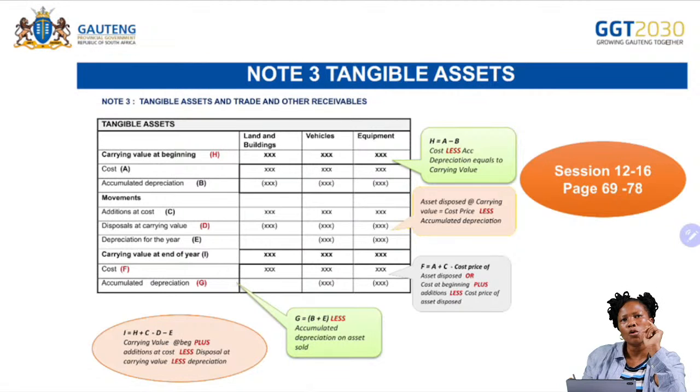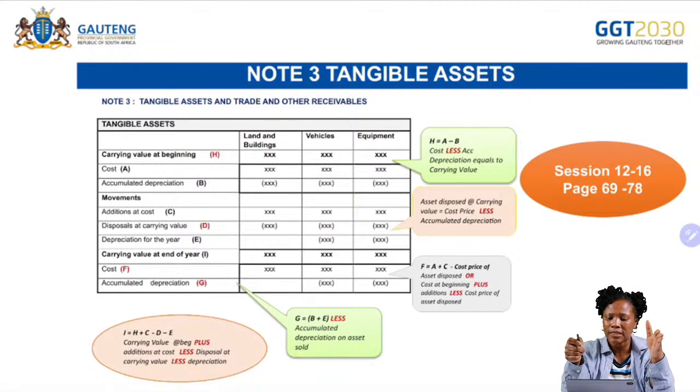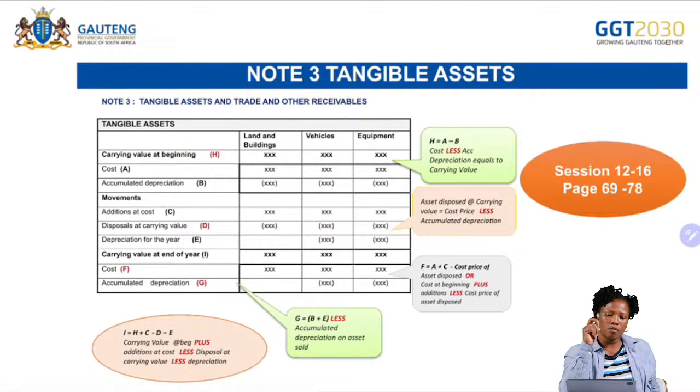But I want you to go to your SIP material. Your session 12 to 16 covers your tangible assets in full, the explanations, the breakdown of the calculations, because we know that these are critical areas of the curriculum that you're doing. Therefore, go to those pages. It's page 69 to 78. After you have interacted fully with that material, I'm telling you, you are not going to have problems.